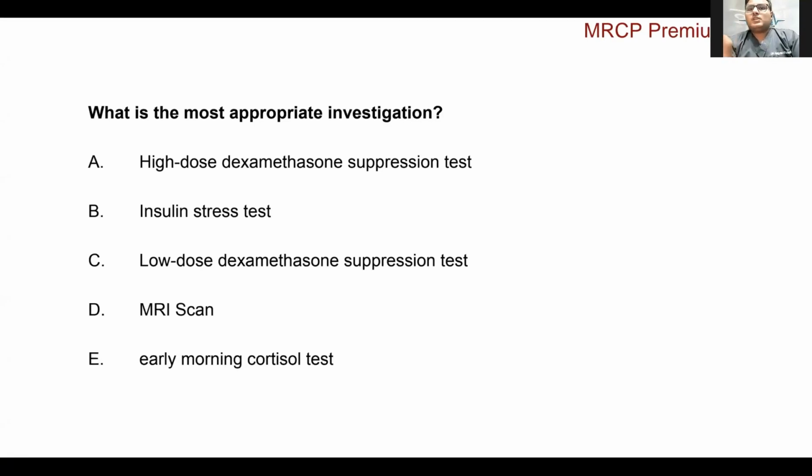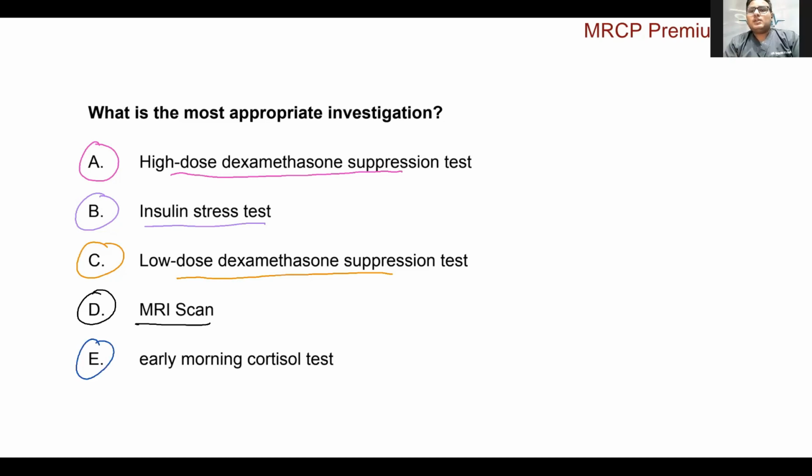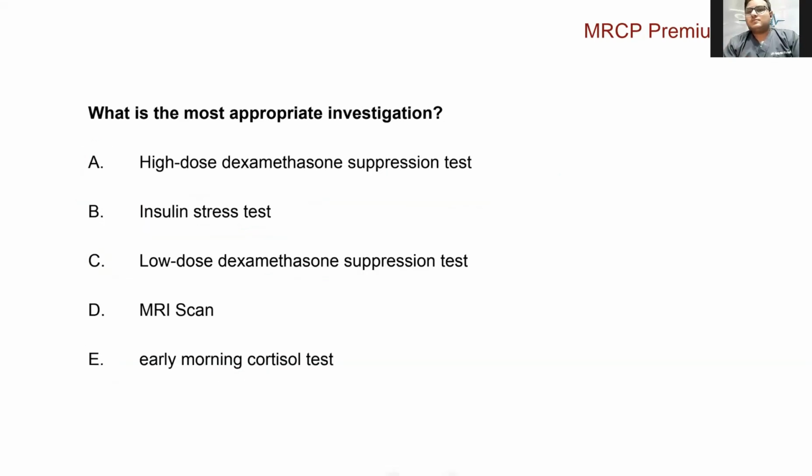The first option, A, is high dose dexamethasone suppression test. Option B is insulin stress test. Option C is low dose dexamethasone suppression test. Option D is MRI scan, and option E is early morning cortisol test. So here the answer is insulin stress test. We will study what the insulin stress test is.